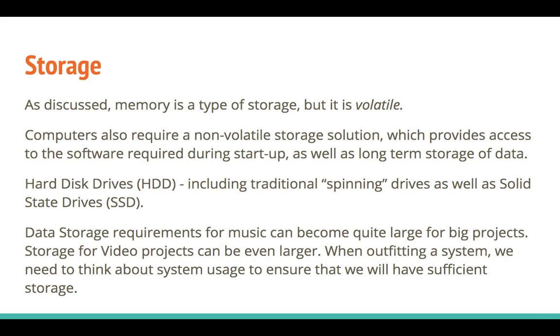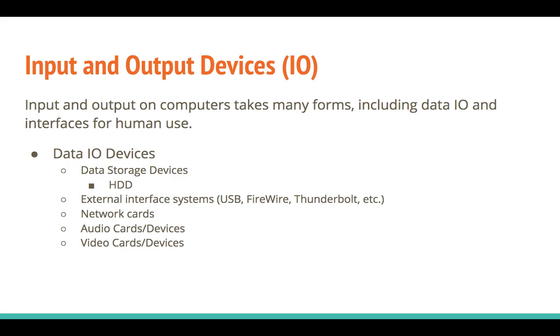Input and output devices, or I/O. Input and output on computers takes many forms, including data I/O and interfaces for human use. Some common data I/O devices include data storage devices like hard disk drives, external interface systems like USB, FireWire, Thunderbolt, etc., network cards like Ethernet or Wi-Fi, audio cards or devices, and video cards and devices.